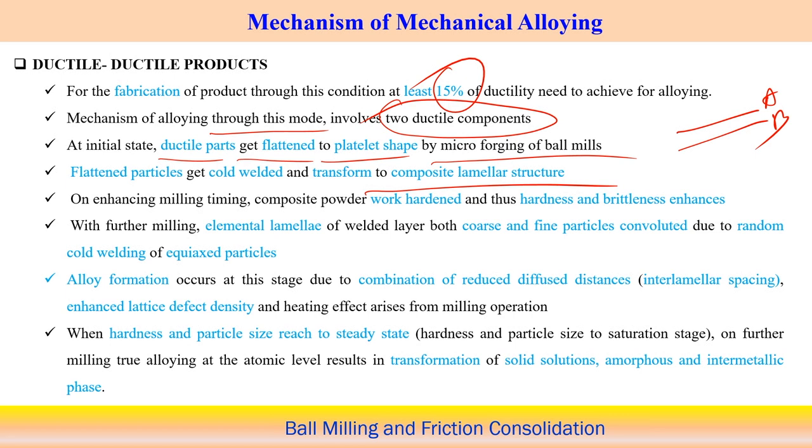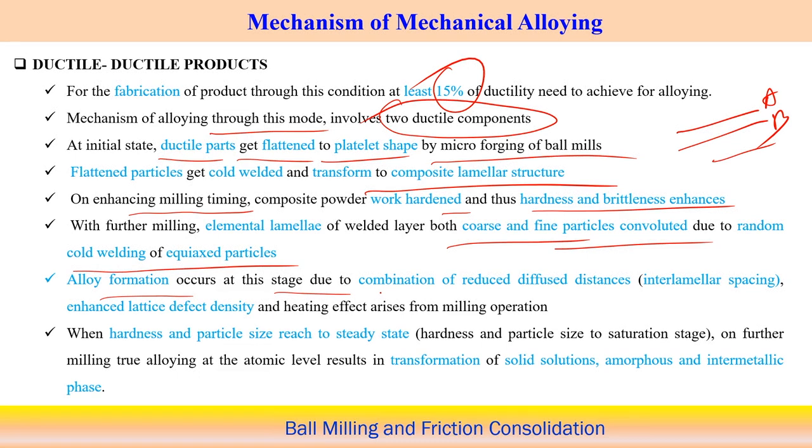Now if you wait for further time, the composite powder is basically work hardened. If you allow further milling time, it becomes further deformed and work hardened, and after work hardening it loses ductility and tends to become more brittle. So once it is brittle and a sufficient amount of load is there, then it breaks at this particular point. Therefore it creates a convoluted structure of very coarse and fine particles due to random cold welding, and tries to reach an equiaxed kind of structure. So equiaxed particles it will create.